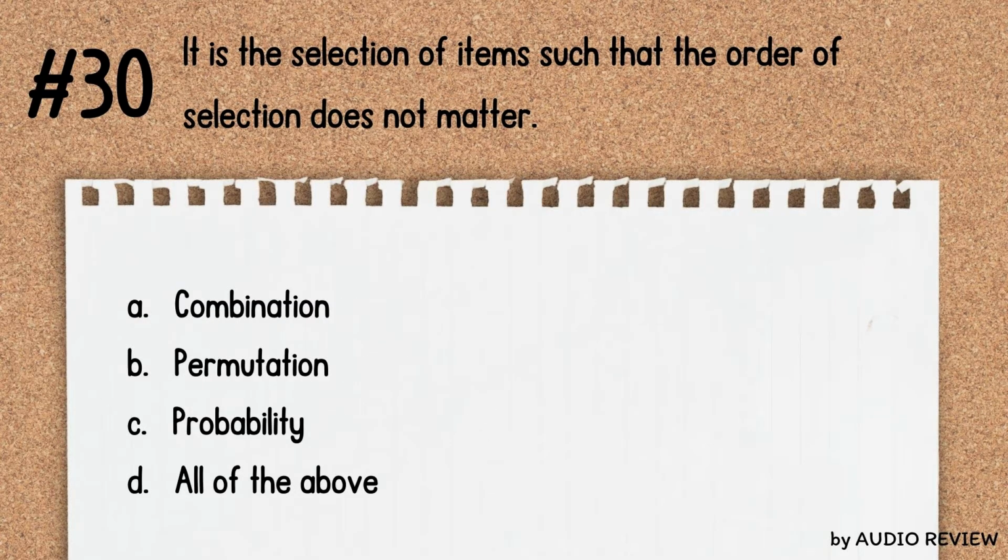Question number 30. It is the selection of items such that the order of selection does not matter. A. Combination. B.